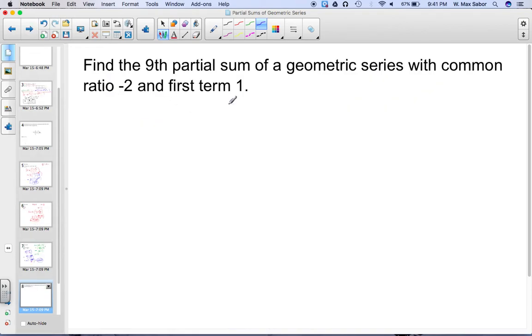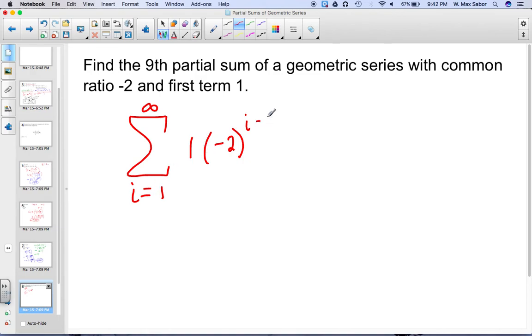Find the ninth partial sum of a geometric series with common ratio negative 2 and the first term 1. Now we don't have to write this out, but I'm going to show you the way that I would write this if I wanted to write it out this way. It's from the first term to 9. The first term is going to be 1, and the common ratio is negative 2. We need to make sure that the exponent works out so that the first term is still 1. So i minus 1 will mean that when we plug in 1, we'll get out 0 as the exponent so that the first term is 1.